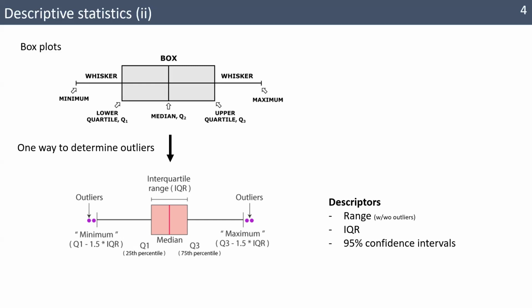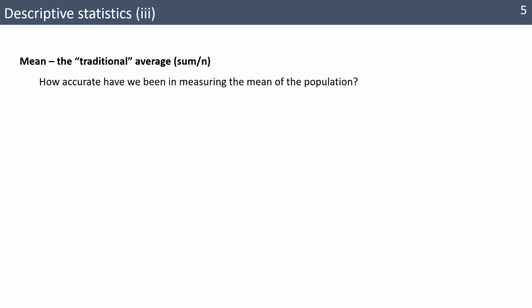Using these kinds of descriptions, we can do the range with or without outliers, the interquartile range, which describes where 50% of your data are, and 95% confidence intervals. This 95% interval is an error bar that people don't use that commonly. And it's a shame because it can be the first indication of whether you may have groups, if they're normally distributed, which might be different statistically. So going back to the traditional mean, this is an assessment really of how accurate we've been in measuring the mean.